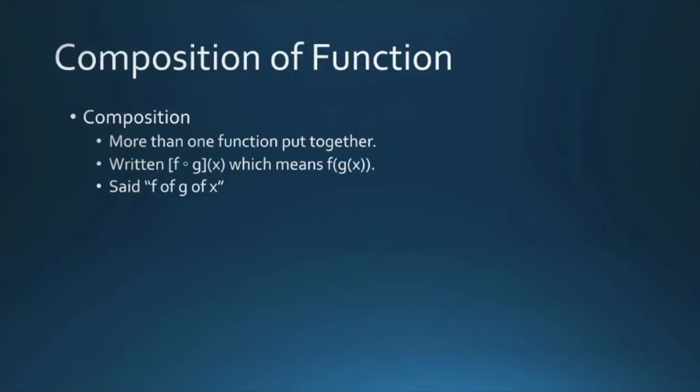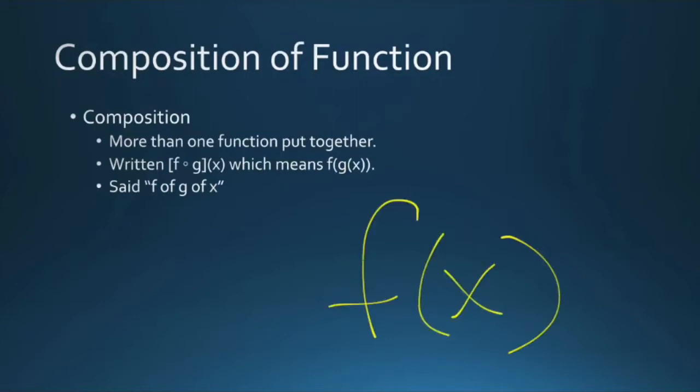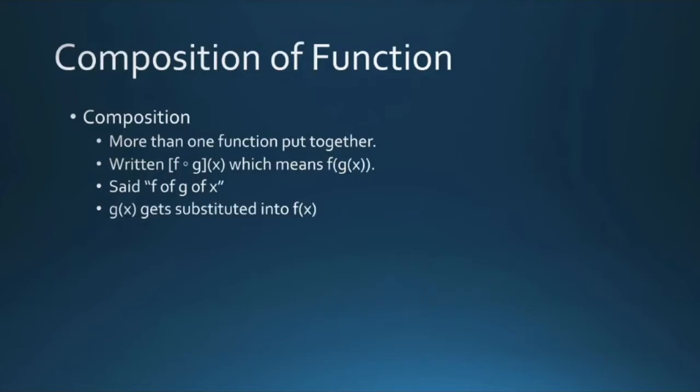Normally, when it was just, how do we say that one? F of X. And so instead of the X in there, if I'm going to put a G inside, it's F of G of X. G of X gets substituted into F of X. That's what this means. We're going to do some examples.